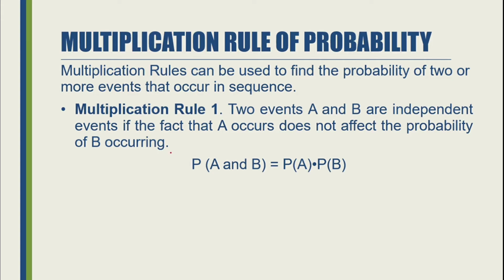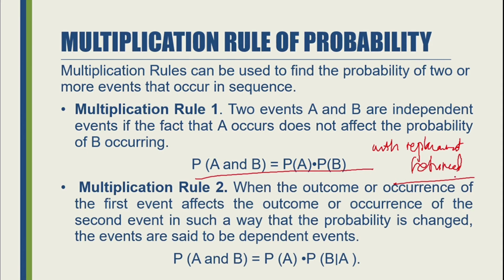So the probability of A and B is equal to the multiplication of their probabilities, which is the probability of A times the probability of B. Another way we could say that this multiplication rule number one is with replacement, or being returned. Okay, that is case number one.